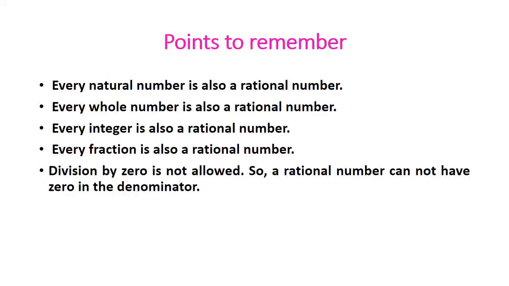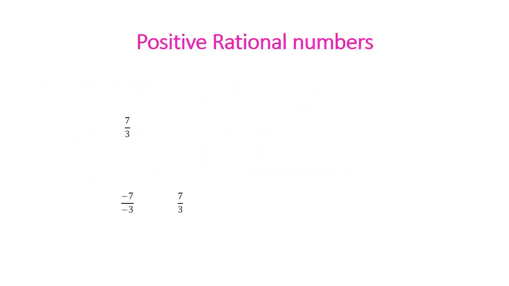Points to remember: every natural number is also a rational number. Every whole number is also a rational number. Every integer is also a rational number. Every fraction is also a rational number. Division by 0 is not allowed, so a rational number cannot have 0 in the denominator.